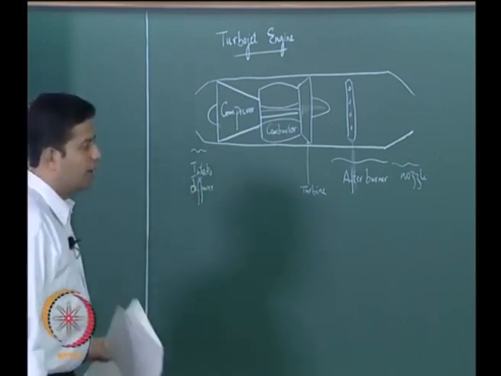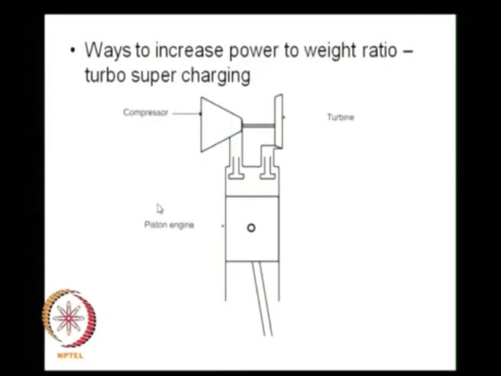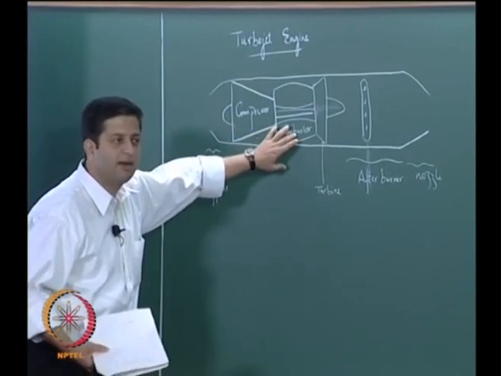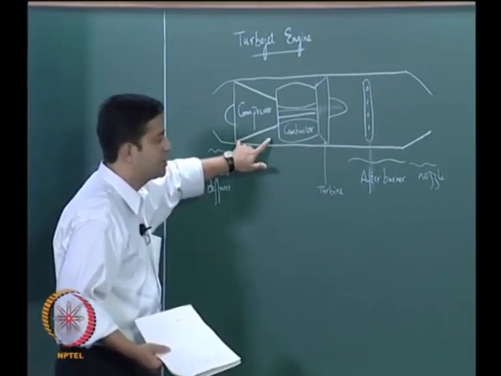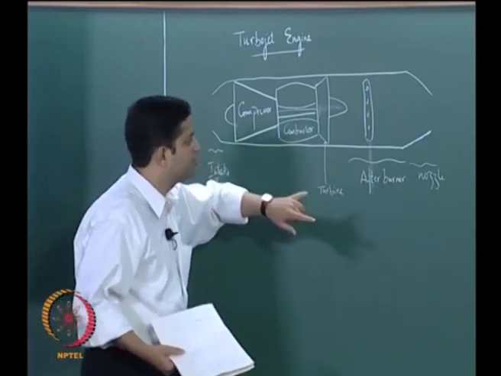Okay. Now, if you remember in the last class, I had said that while discussing the piston engine propeller combination, as we go higher in altitude, we needed to do something known as turbo supercharging, and therefore we had a compressor connected to a turbine, and the exit of the compressor was connected to the piston engine. I said the gas turbine engine or the turbojet engine is an evolution from this concept to what is seen here. Here we see a compressor, and in between a combustor instead of going into a piston engine, and then there is a turbine. Now the turbine develops enough power to run the compressor, and this is the afterburner portion, and this is the nozzle.